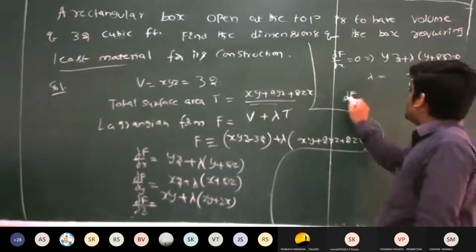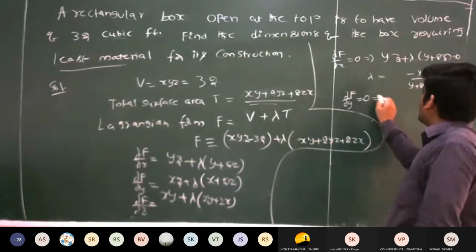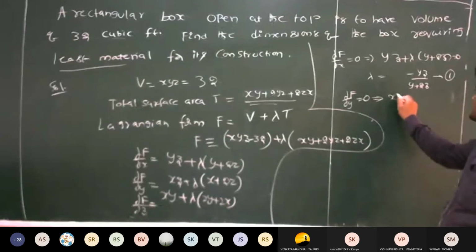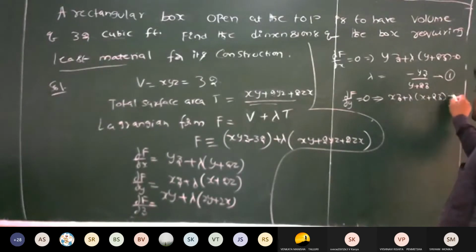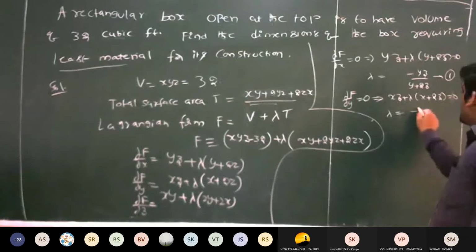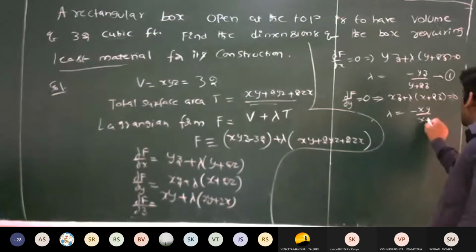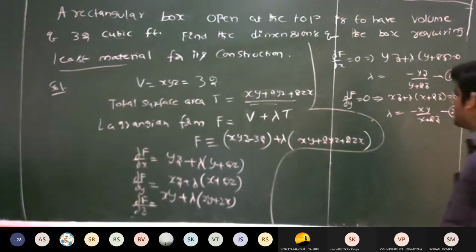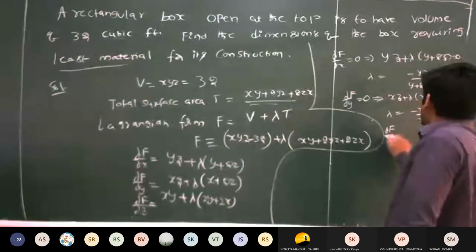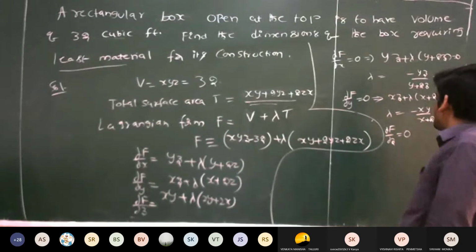Second one, dou f by dou y is equal to 0, which implies xz plus lambda into x plus 2z is equal to 0. From this, the lambda value is minus xz by x plus 2z. Call it equation number 2. From the third one, dou f by dou z is equal to 0.